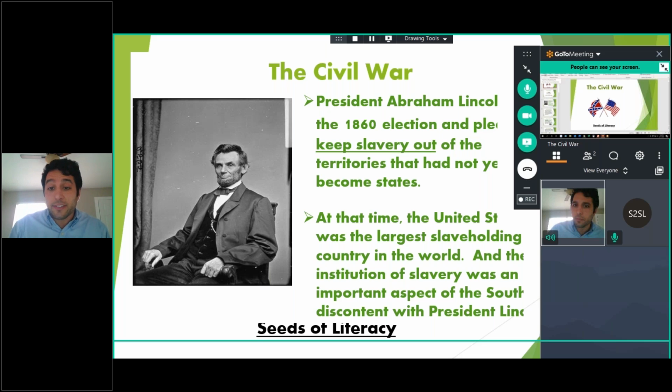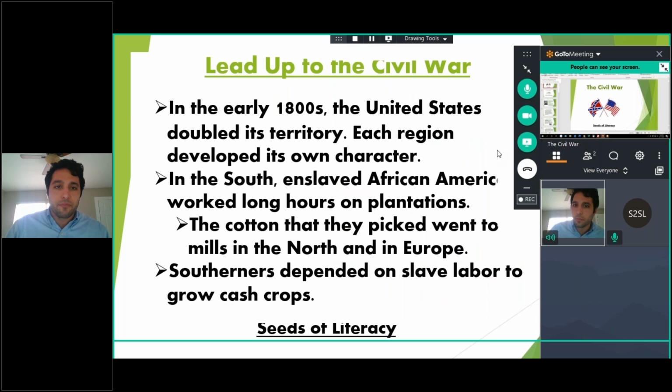At this time, the United States was the largest slaveholding country in the world. So the institution of slavery and Lincoln's pledge to not push it into these new territories was really the driving force behind the South's discontent with President Lincoln. His election really sparked things here.